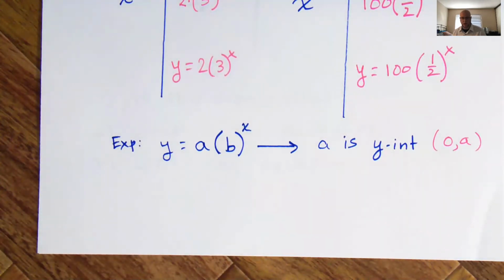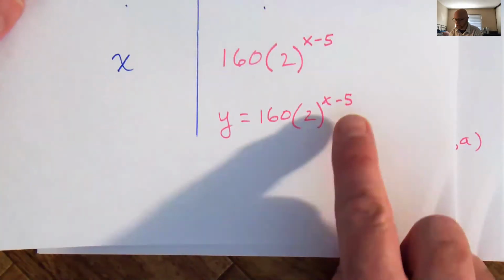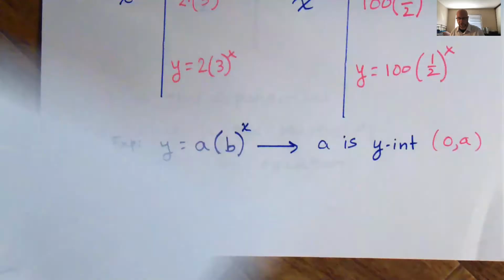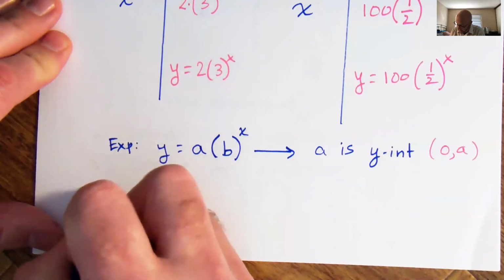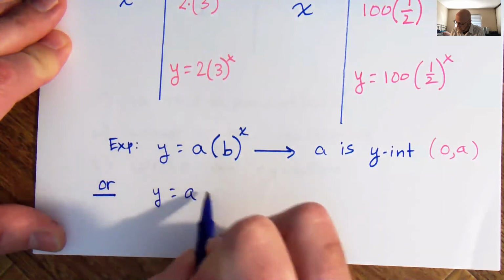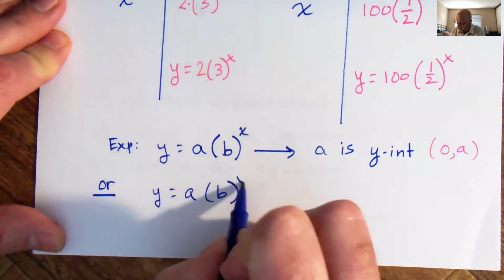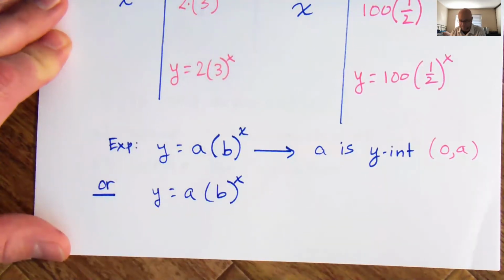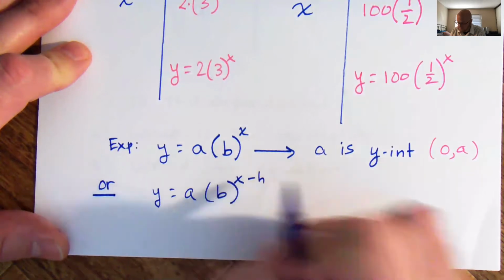What we saw on our other page with equations that do have an addition or a subtraction is very similar. So we'll just call this an alternate way. It might be a times b to the x minus something. I'm just going to put that as h.